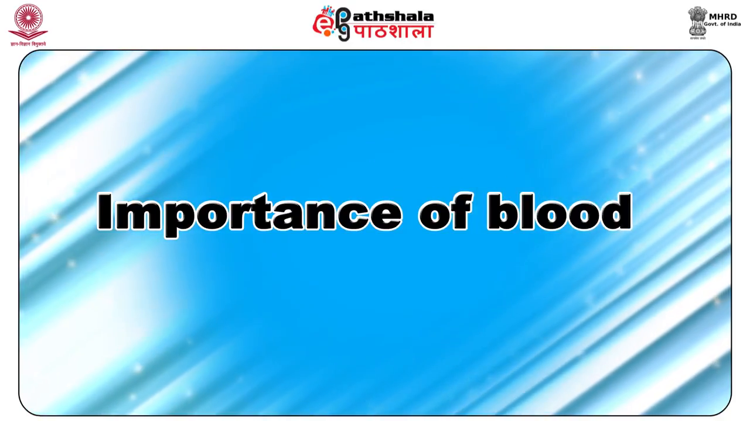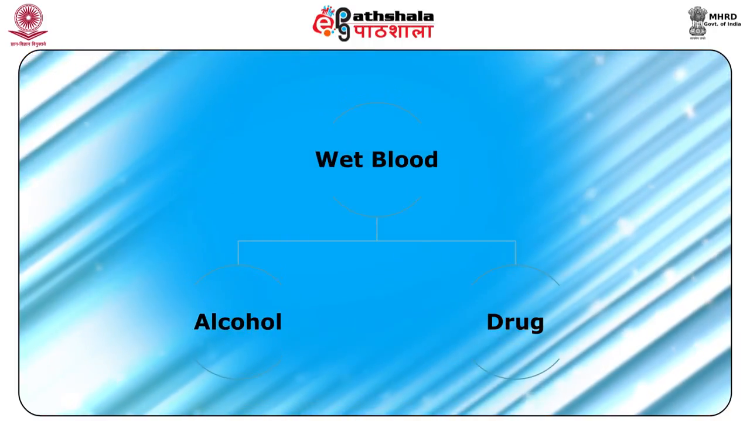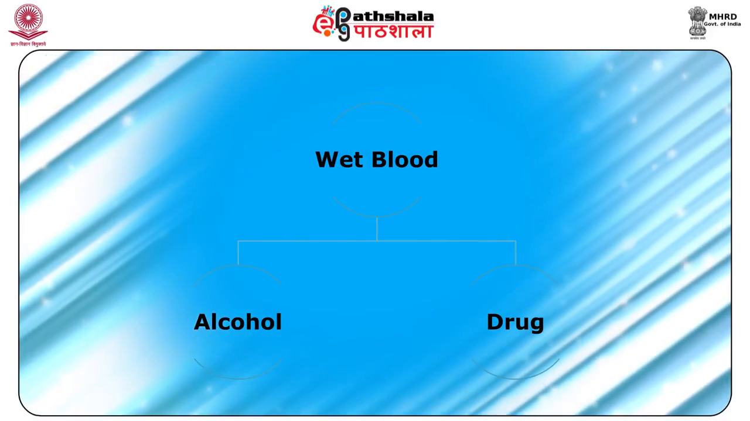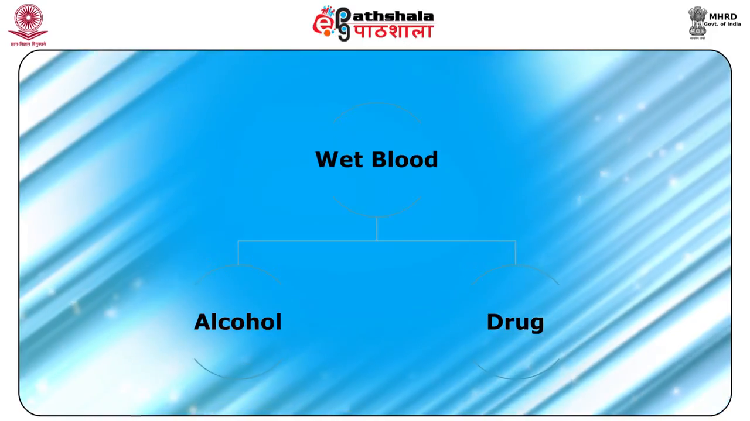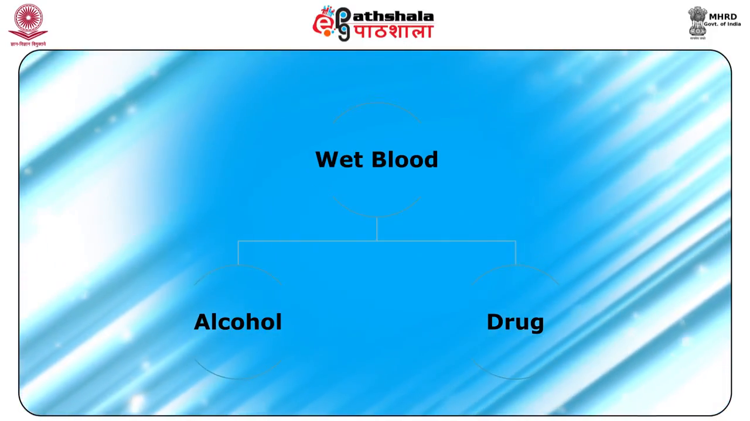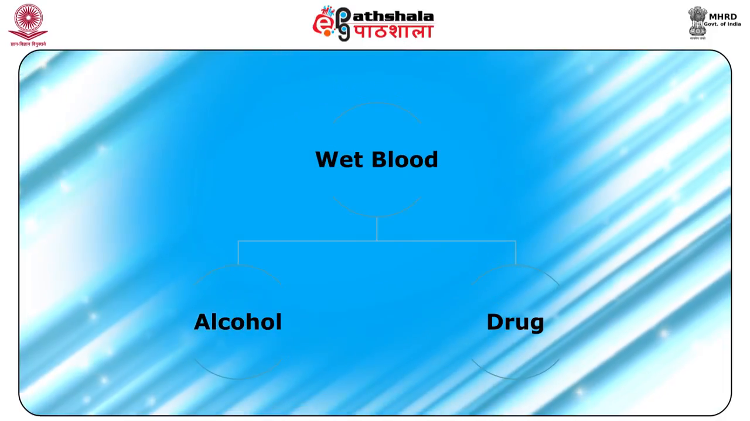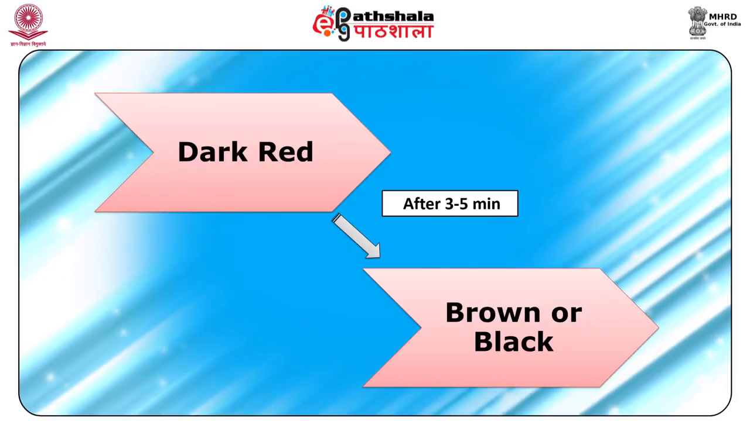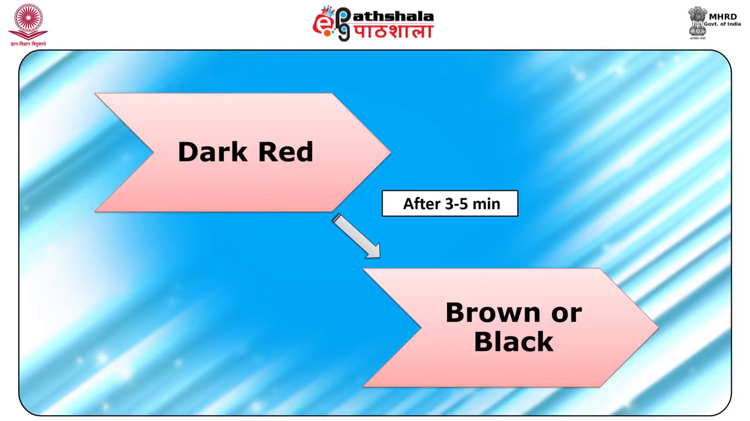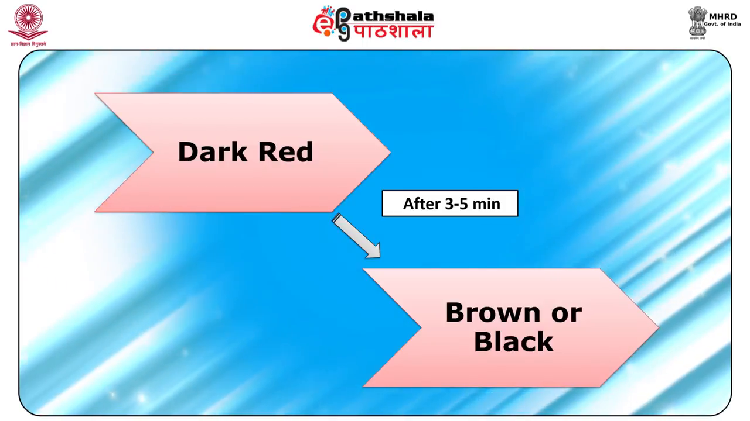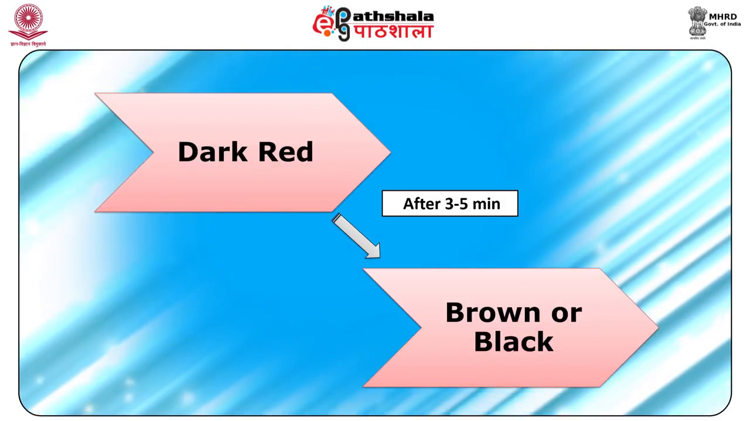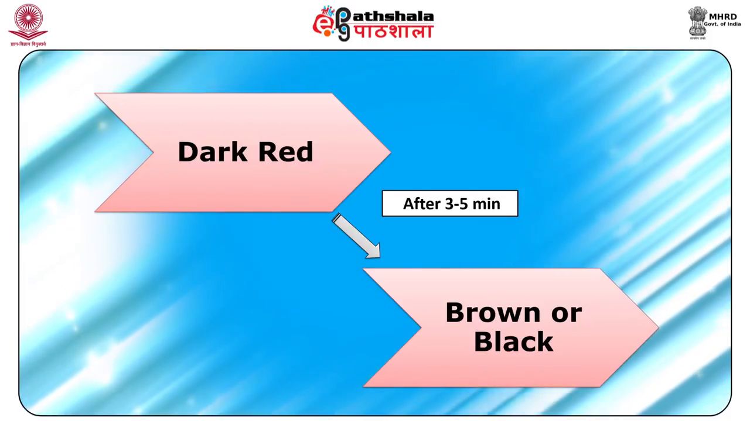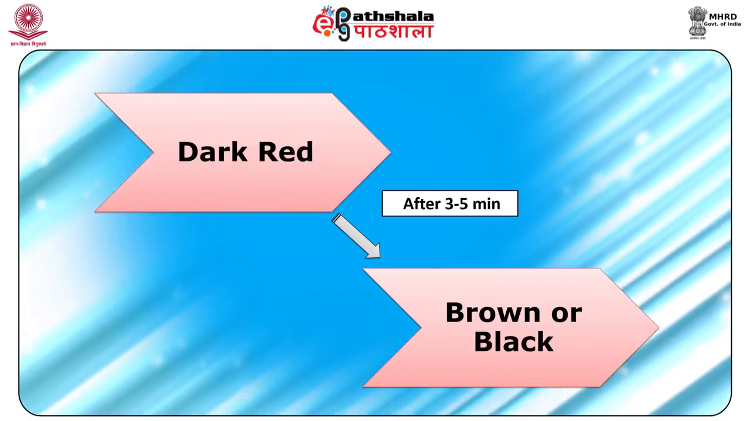Next, we will learn the importance of blood. Wet blood is more valuable than dried blood, as the forensic scientist can perform more tests to gain insight into the happening of the crime. Alcohol and drug content can be determined from wet blood only. Blood starts to dry after 3 to 5 minutes of exposure to air, and its color changes from dark red to brown and black. Blood can be characterized into pools, drops, smears or crust.